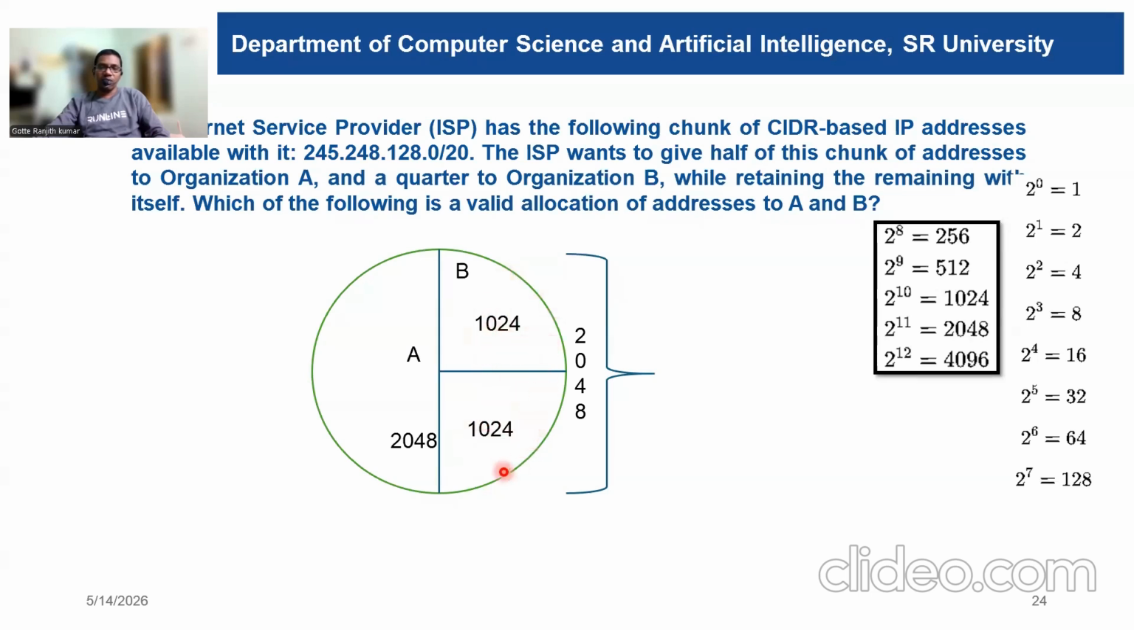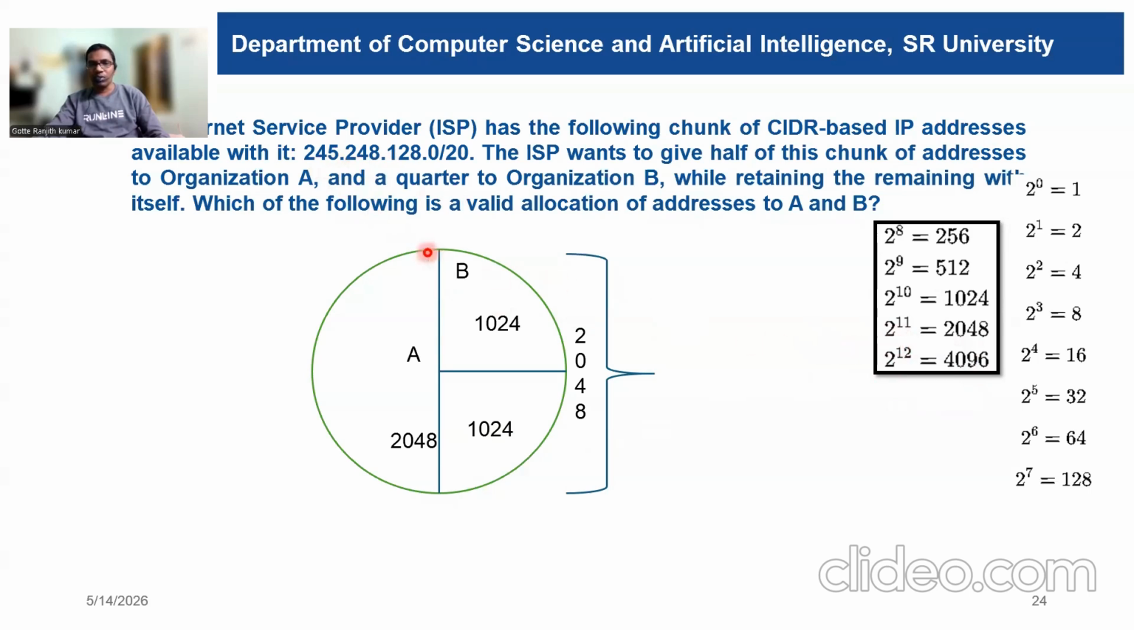Okay, 1024, 1024. So now we have to determine the starting address of organization A and the ending address of organization A. Similarly, the starting and ending address of organization B. Okay. So now coming to organization A, 2048. So 2048 means, look at this, 11 bits. 11 bits are used for the host address. So total IP address is 32 bits.